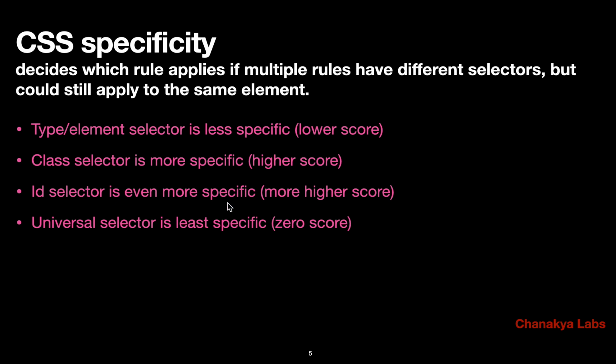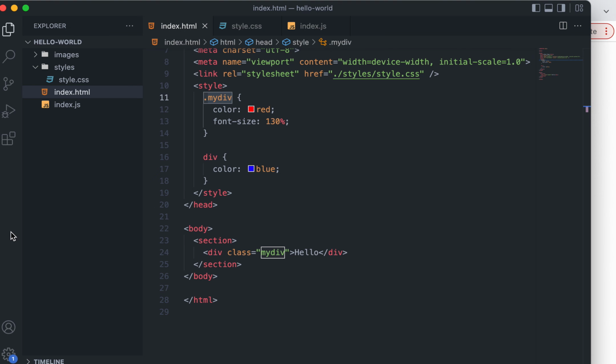You can understand that there is something called the universal selector, which has zero score. So you write anything, and this is the least specific. Then the second least is the element or type selector, then the class selector, then the id selector is the highest one. So you can understand it should be written in the order of least to highest.